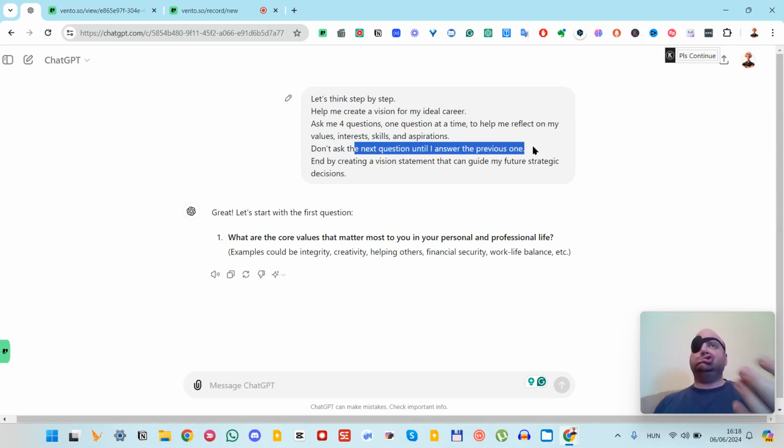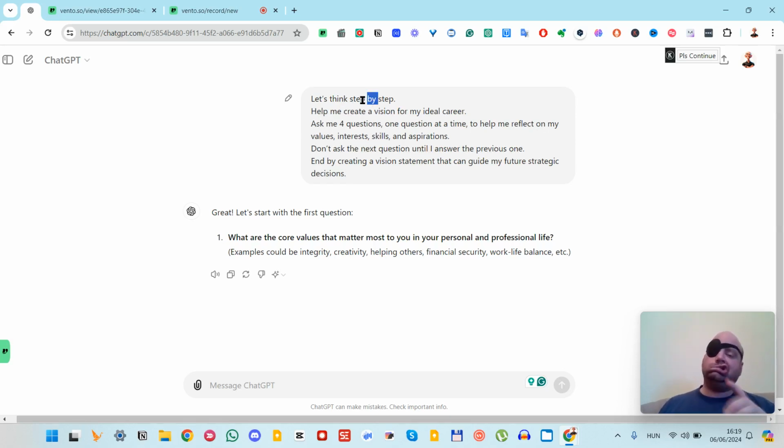This is very important because this way it will turn out to be an interview. So instead of asking all four questions at once and you have to write a lot to answer them, it will play like an interview and you are the interview designer. This is very important. Then, close it by creating a vision statement that guides my future strategic decisions. So by the end, you want to state that this is the outcome I want. So you start with let's think step by step, and then this is what you want, these are the four questions, and don't ask me the next question until I answer this one, and end with a vision statement. So it's very, very useful, and you will find the prompt below this video.